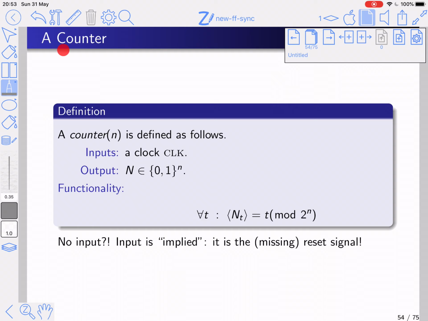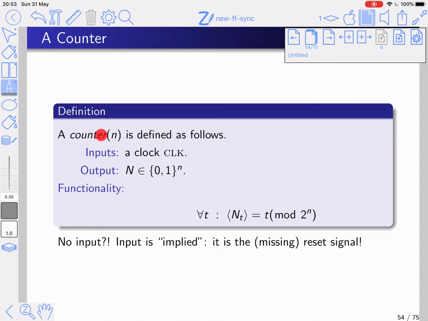We start with a counter. A counter of n bits is defined as follows. It basically doesn't have any input except for the clock signal. It has an output n that consists of lowercase n bits. And there's no input. The input is implied. It is the missing reset signal, which doesn't appear here. We don't need it because we assume that the flip-flops are initialized to all zeros in the clock cycle 0.